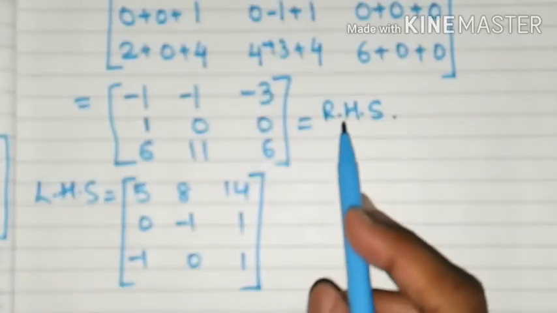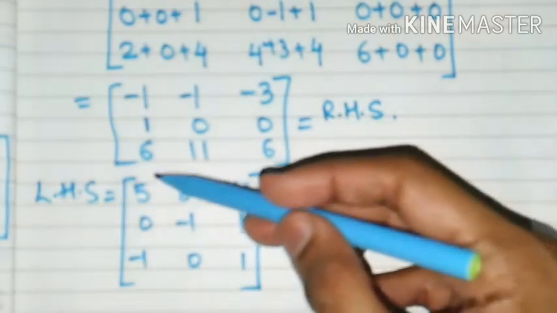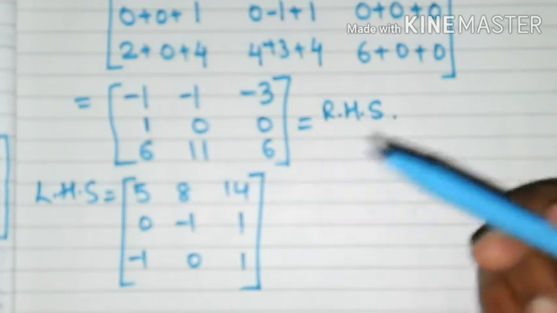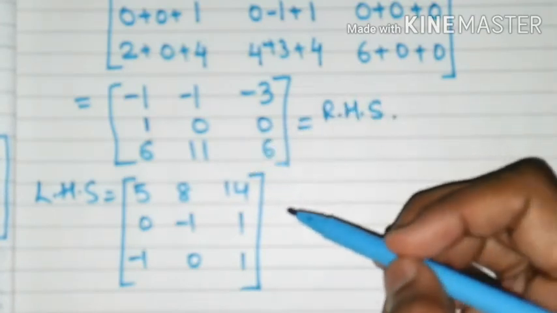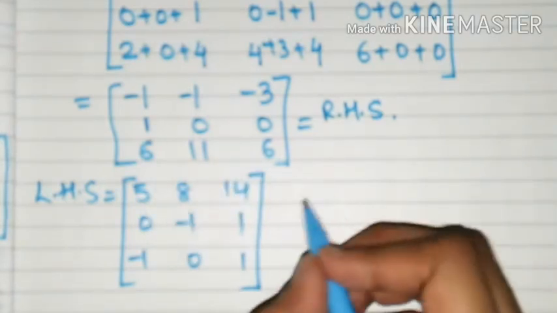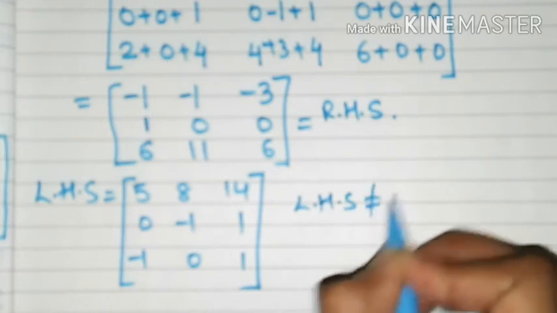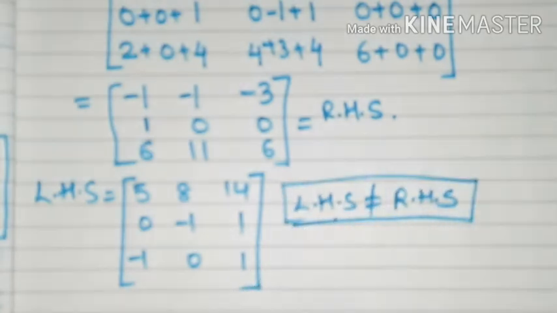So friends, let us check if the right hand side is equal to the left hand side. Absolutely not. All the corresponding elements are different. Even if one corresponding matrix element is different, then the two matrices are not said to be equal. So as you can see here, they are completely different. So the left hand side is not equal to the right hand side, and hence we have proved the equation.